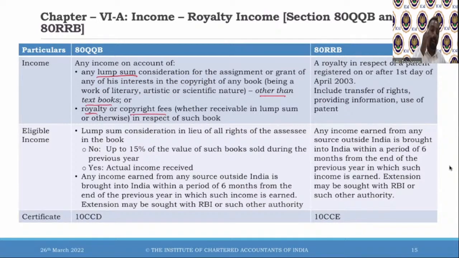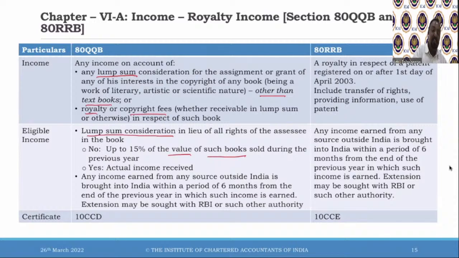So what is the eligible income? This is the overall income. What is the eligible income? See, you need to check whether the amount is lump sum consideration. If it is not lump sum consideration, up to 15% of whatever income you are receiving, up to 15% of the value of such books sold during the year. So whatever is sold during the year, the maximum eligible income that you can claim as deduction is 15%. If someone is giving you more than 15%, then it is not eligible.